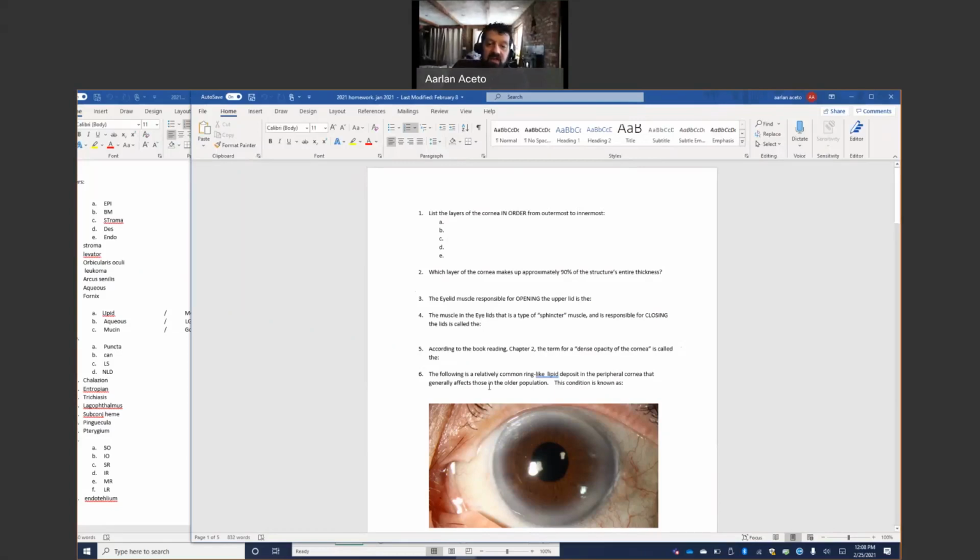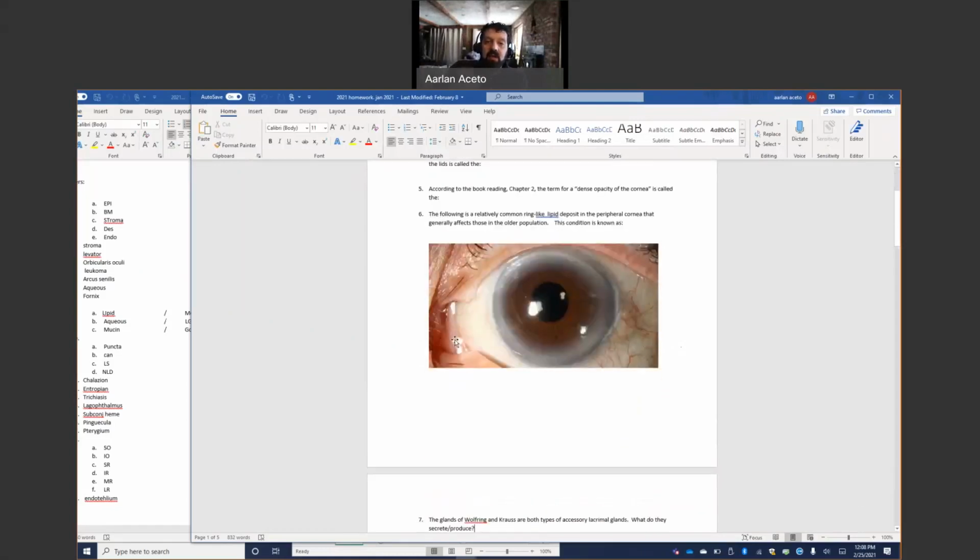Number 6 is a picture. The following is a relatively common ring-like lipid deposit in the peripheral cornea. It generally affects those in an older population. Again, this is right out of the reading, and you can Google this image and look at it. We have some folks of certain nationalities and ethnicities that have this more than others. It comes on with age, and this is called arcus senilis. Absolutely benign. It's not a disease. It's not dry eye. It is just a little bit of a lipid deposit.